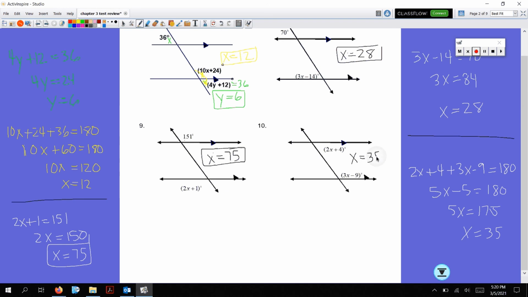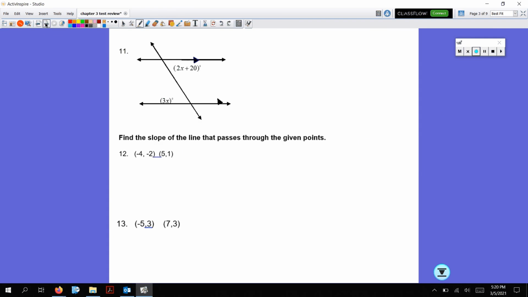If you want to plug it back in, cool. Make sure that they are supplementary angles. All right, so it's really important that you understand these relationships with the angles and the parallel lines. Oh, there's another one here, number 11.